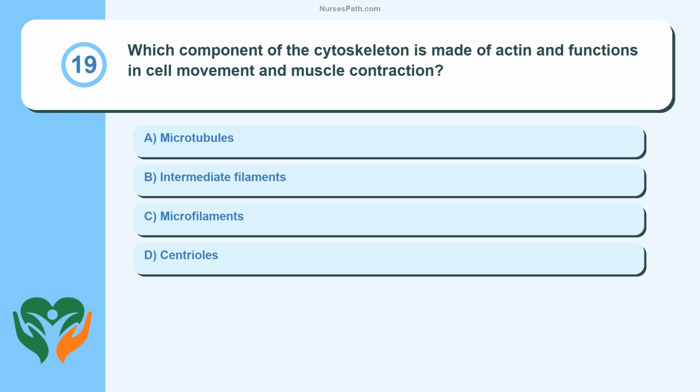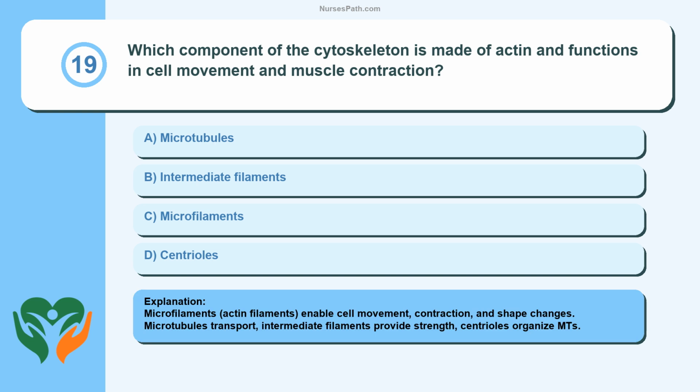Question 19. Which component of the cytoskeleton is made of actin and functions in cell movement and muscle contraction? Microtubules. Intermediate filaments. Microfilaments. Centrioles. Microfilaments, actin filaments, enable cell movement, contraction, and shape changes. Microtubules transport, intermediate filaments provide strength, and centrioles organize microtubules.